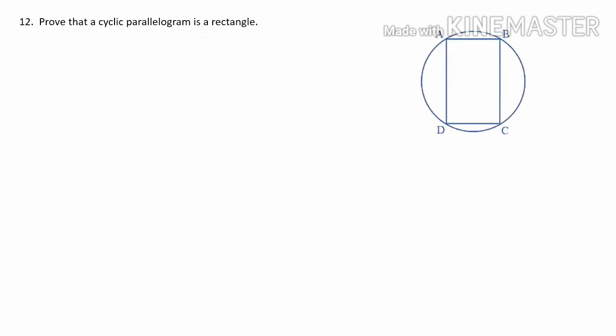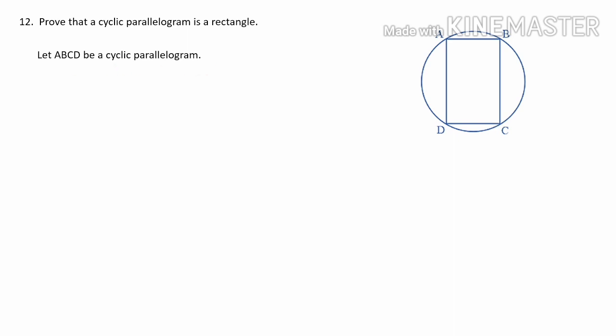Next, move on to the last question of this chapter. Prove that a cyclic parallelogram is a rectangle. Here also no diagram is available, so we have to draw the diagram and go for the proof. So let's take a cyclic parallelogram, that is ABCD is cyclic because the vertices A, B, C and D are on the circumference of a circle. ABCD is also a parallelogram. You have to prove that ABCD is a rectangle.